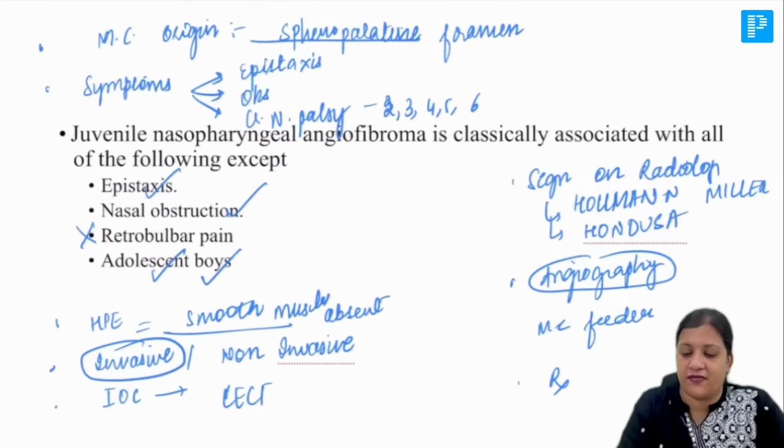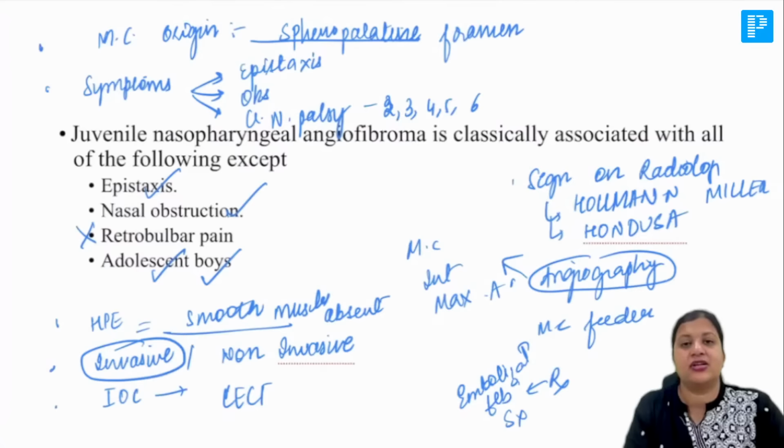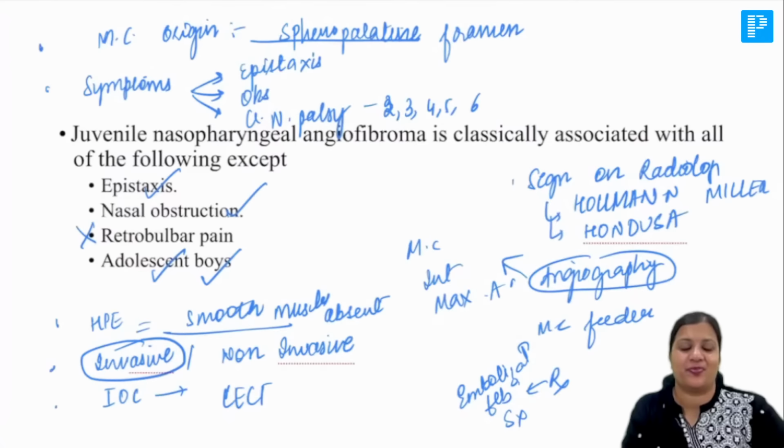On angiography, what will you see? On angiography, we'll see the feeding vessel of the tumor, which is most commonly the internal maxillary artery. And what is the treatment? It is embolization followed by surgical excision. So you do embolization and then you will go for surgery. Right? So this is about your JNA revision.